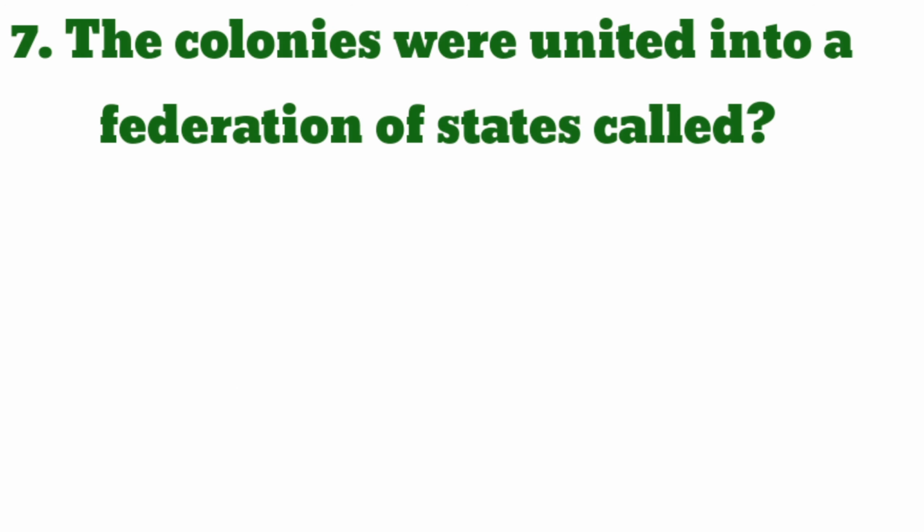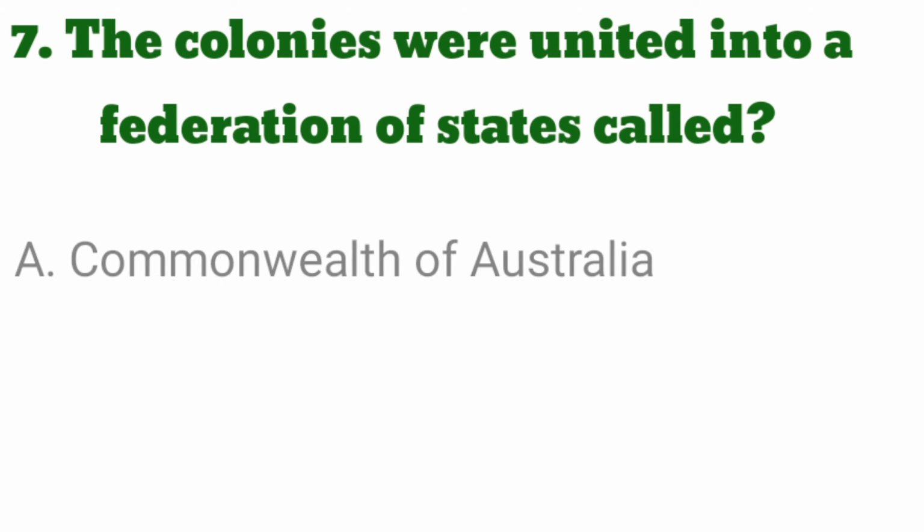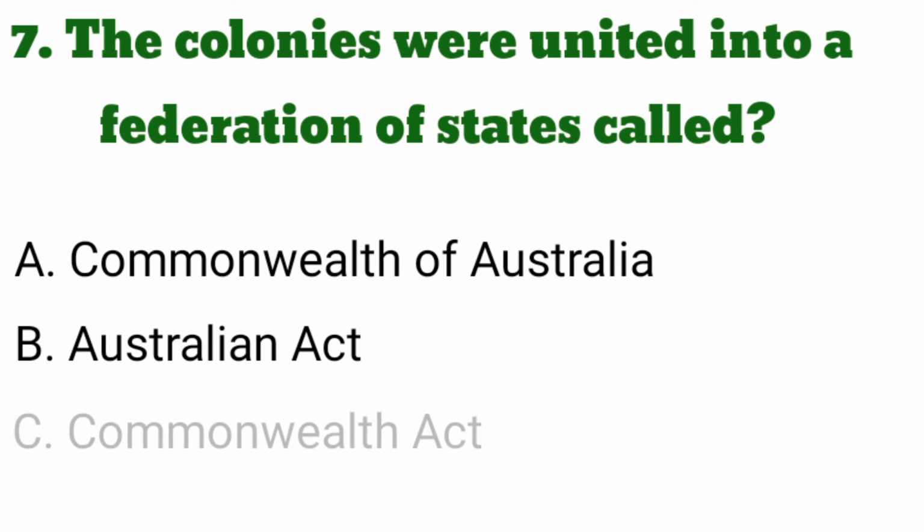Number 7. The colonies reunited into a federation of states called letter A, Commonwealth of Australia. Letter B, Australian Act. Letter C, Commonwealth Act. The answer is letter A, Commonwealth of Australia.